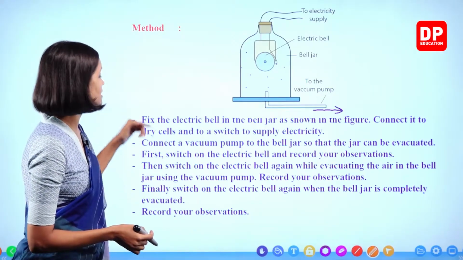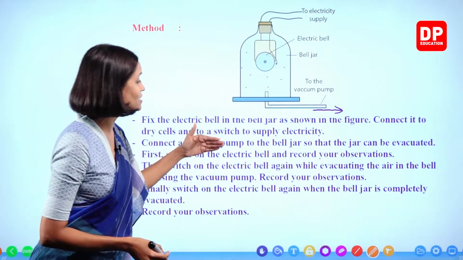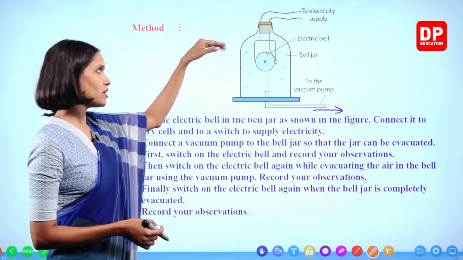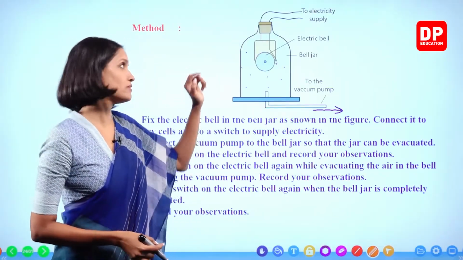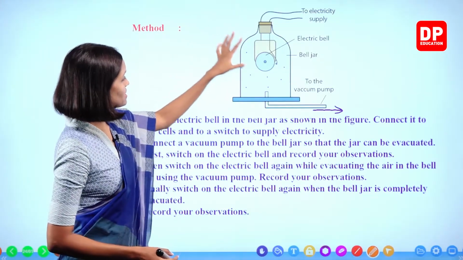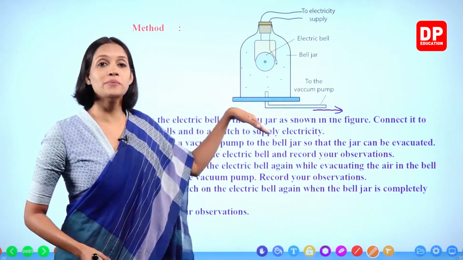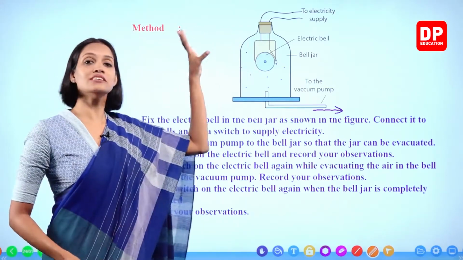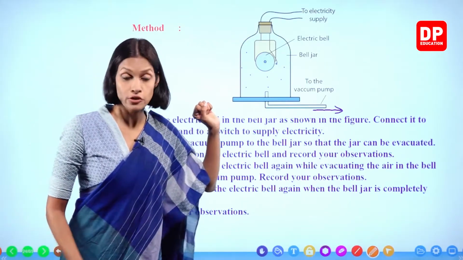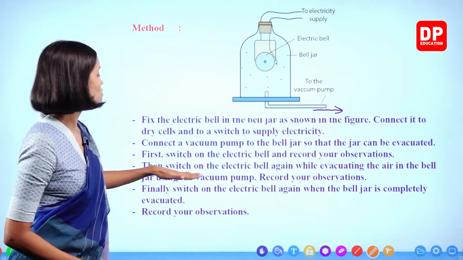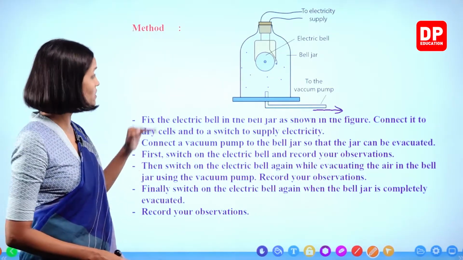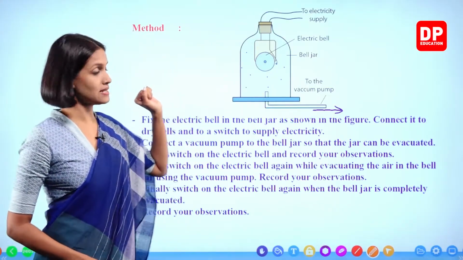Right? Finally, switch on the electric bell again when the bell jar is completely evacuated. Even without switching it off, you can still do the activity, while the bell is still ringing. Or you can simply turn it off, remove all the air present in the bell jar, and then supply electricity again and check whether the bell is ringing or not. Which means there are no air particles in it.